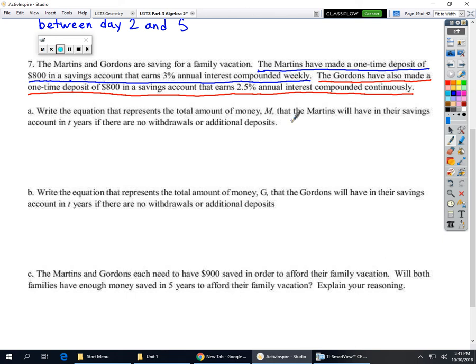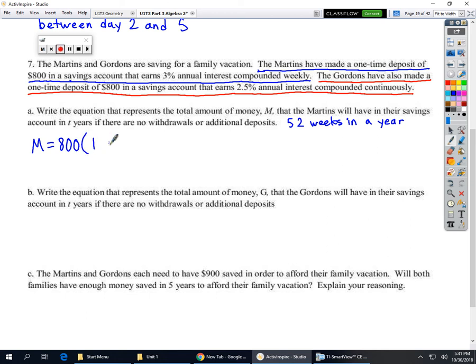Let me just write that over here. 52 weeks in a year. That is why we're using 52. So according to the formula, let's call this formula M. Martins put in 800 to start with.